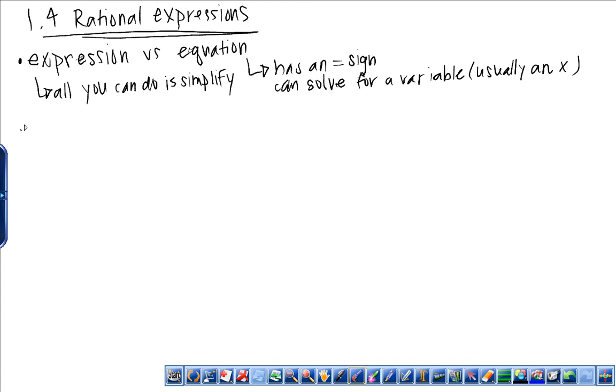Okay, next word I want to look at is a rational number. So a rational number is just going to be a ratio of integers. And a ratio, remember, is a fraction. And an integer is going to be a positive or negative number.